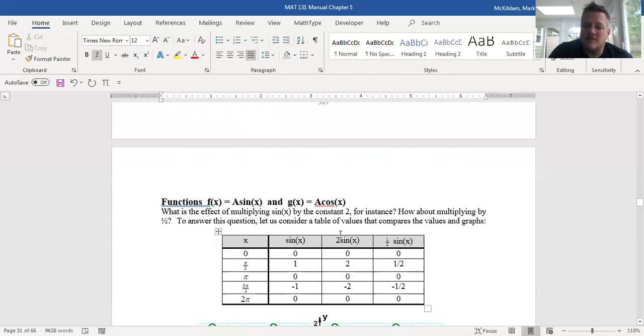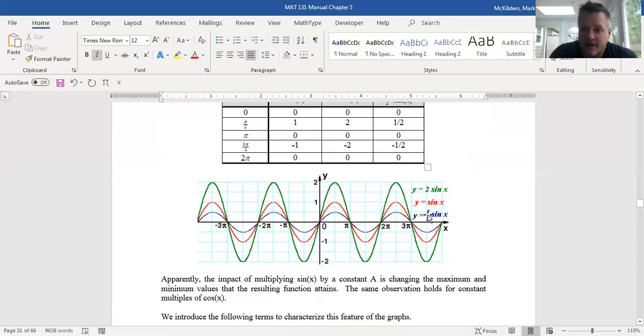And so what it seems to be doing is that this multiple on the outside affects the height of the wave, the amplitude, so to speak. If I multiply by a number larger than 1, it's going to stretch it this way. If I multiply by a number between 0 and 1, it's going to mush it down. You can see that in the graphs here. The red one is the original sine. If I multiply by 2, I'm stretching it up. Multiply by a half, I'm compressing it.